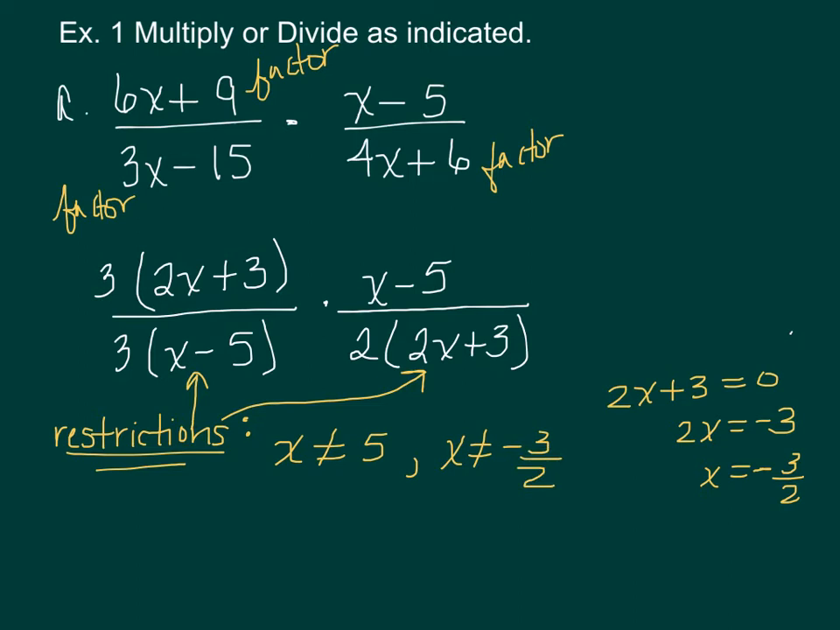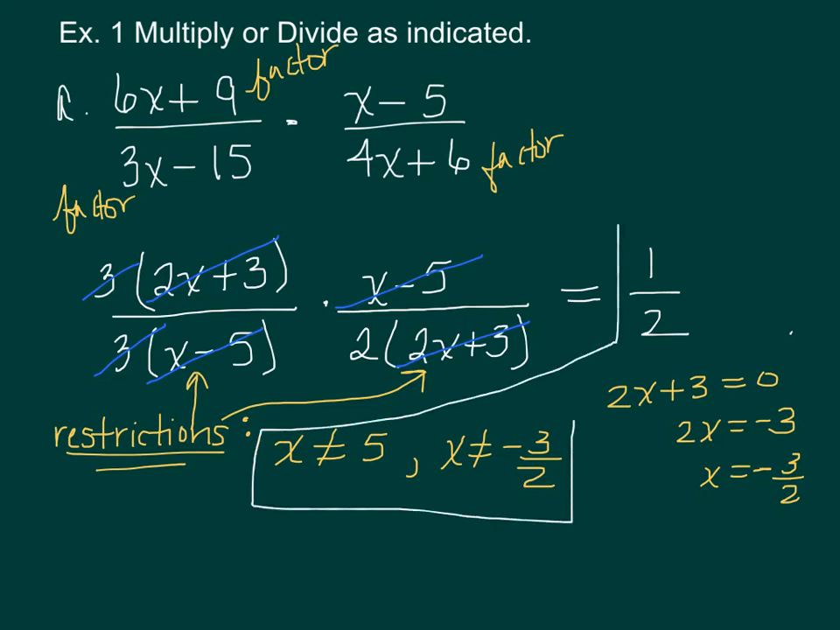Okay, once you do that, then you can divide the common factors. So when I mean divide common factors, it'll look like this. 2x plus 3 and 2x plus 3 divide to equal 1. X minus 5 and x minus 5 divide to equal 1. And 3 divided by 3 is 1. So your answer is 1/2, because that's what was left. 1 is left on the top, and only 2 left on the bottom, with the following restrictions. So that's your answer. So make sure you include your restrictions.